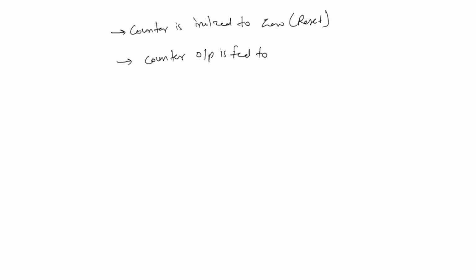So how does it work? If I write the sequence of steps, first the counter is initialized to 0, 0, 0, 0, 0, right? Whatever the value is, that will be reset, or basically I should write counter is reset. Then the counter output is fed to the input of the DAC, right?